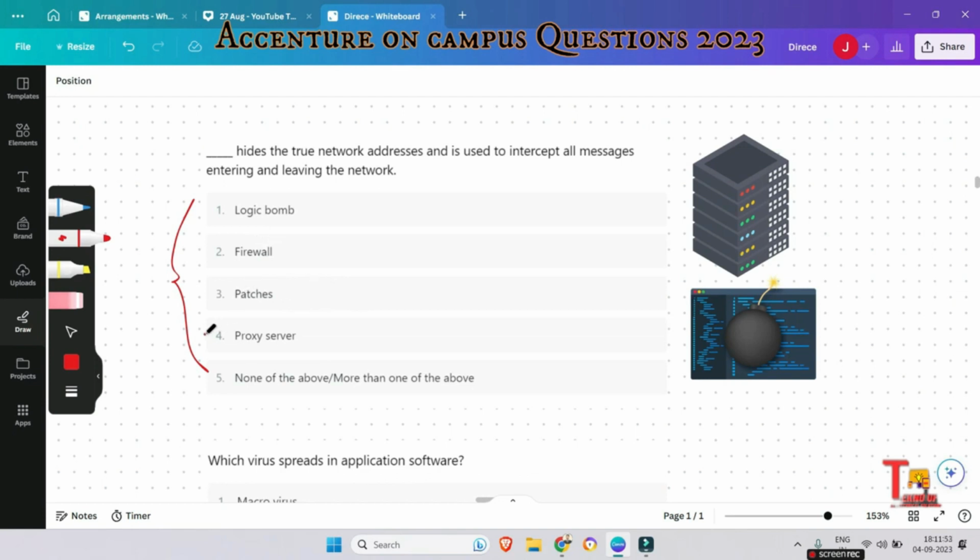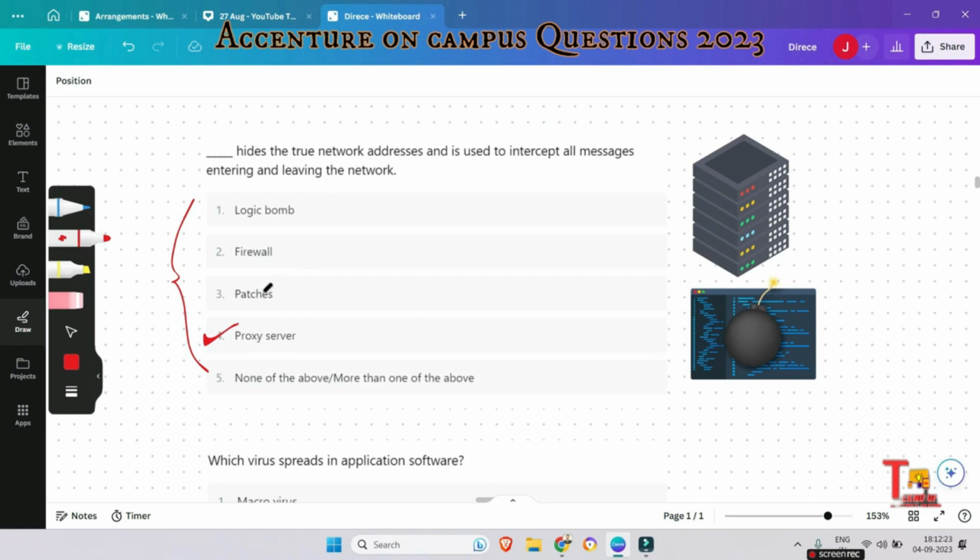Okay, proxy server will be the correct answer in this case, right? So let me tell you what a logic bomb is. A logic bomb is a malicious piece of code that is secretly inserted into a computer network or operating system, right? And what is a firewall? A firewall is a network security device that monitors incoming and outgoing network traffic and permits or blocks data packets based on a set of security rules, right?